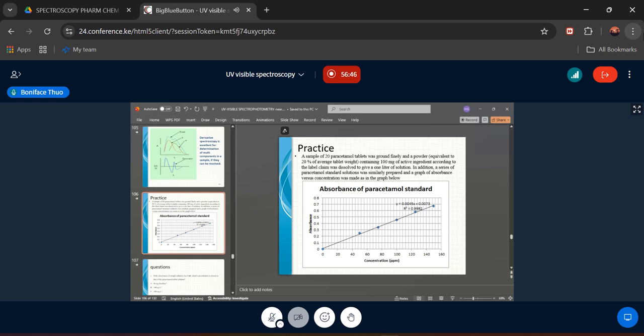So which particular method is this among those ones that we said could be used to analyze substances? Among the methods that we have outlined, which method is this?